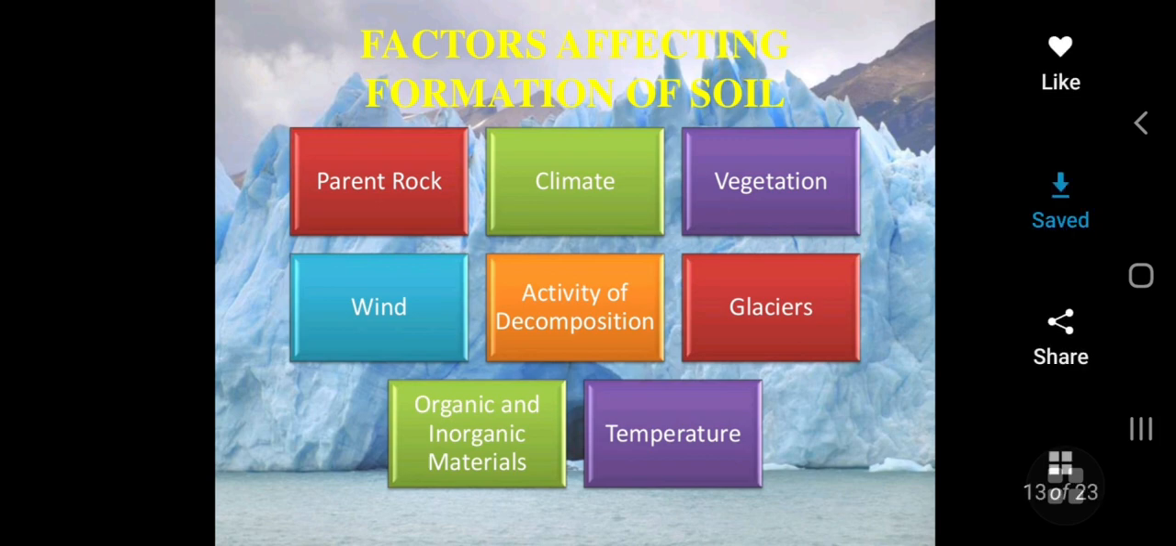Natural vegetation. The cover of natural vegetation also affects the formation of soil, because the vegetation of various kinds growing in soil performs certain vital functions. Number one, the decayed leaf material adds much needed humus to soil, thereby increasing its fertility. And second, the roots hold the soil and so prevent erosion.